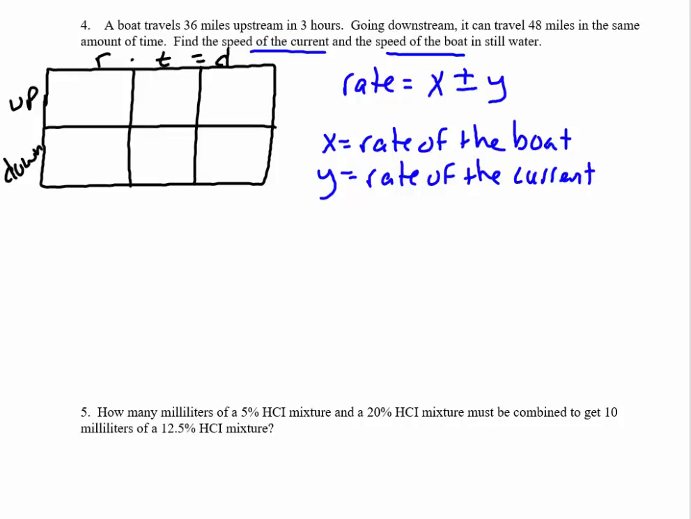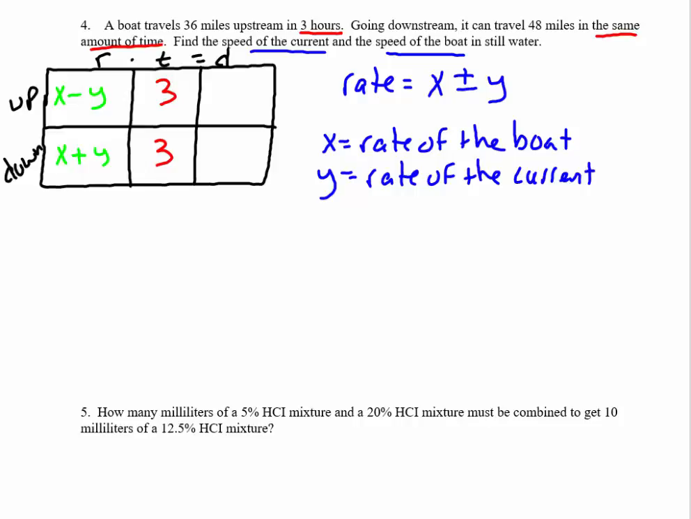So now filling in this table, upstream rate. We talked about it's the boat minus the current because the current slows you down. If you go downstream, it's going to be x plus y because the current helps you go faster. Now what about the time? It says a boat travels 36 miles upstream in 3 hours. Going downstream, it can travel 48 miles in the same amount of time. So it's 3 hours upstream and 3 hours downstream.